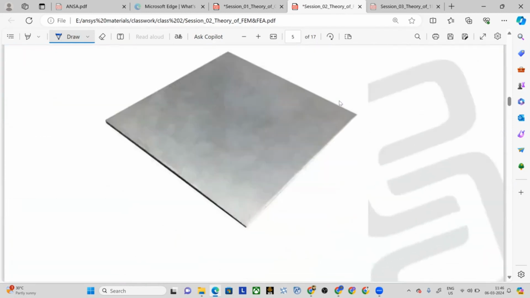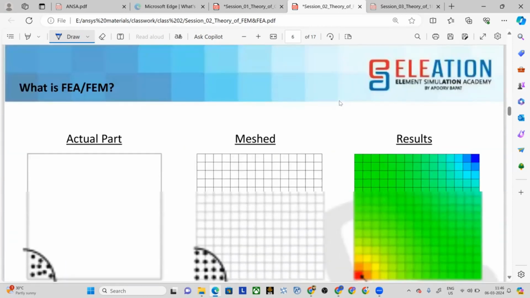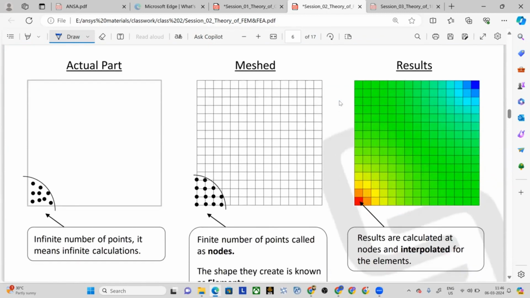Let's take, for example, this sheet metal. I'll consider this sheet metal as 2D. Why? Because when you compare this dimension with this dimension, the thickness is almost negligible. Compared to length and breadth, the thickness is negligible, so I'll consider this as 2D. Now, if you take the actual sheet metal part, top face or bottom face, it has an infinite number of calculative points, which means it has infinite atoms or molecules. You can imagine it that way.